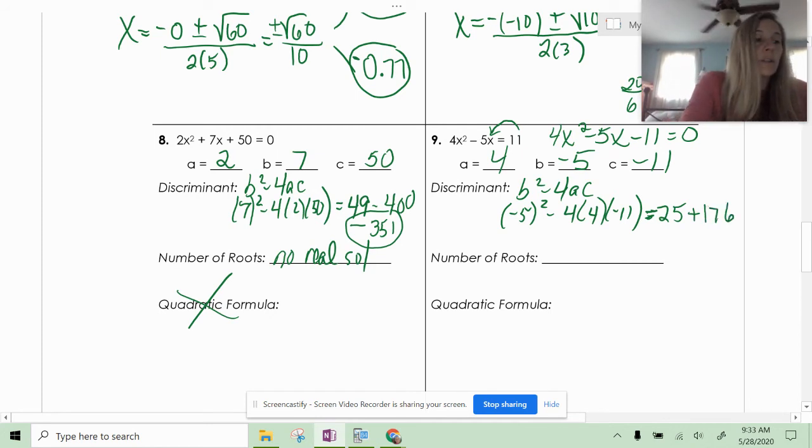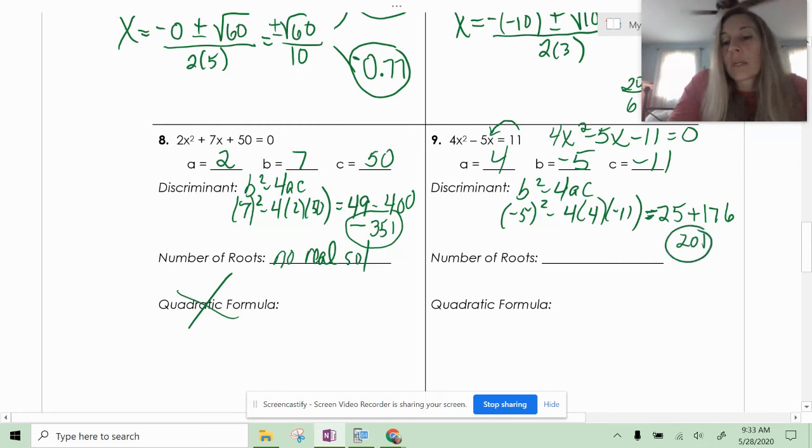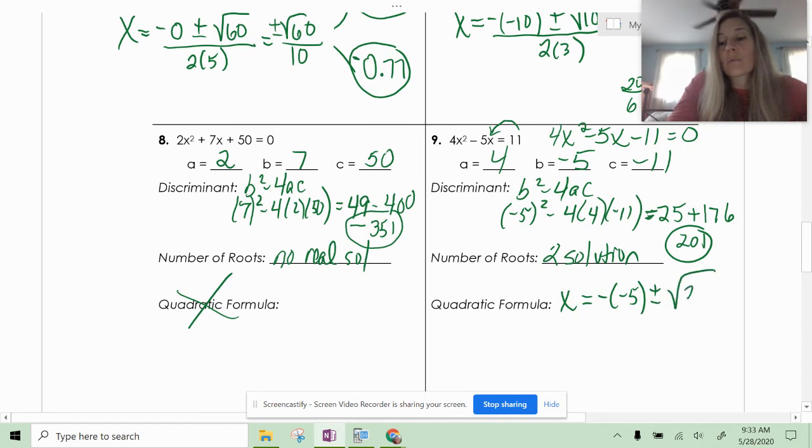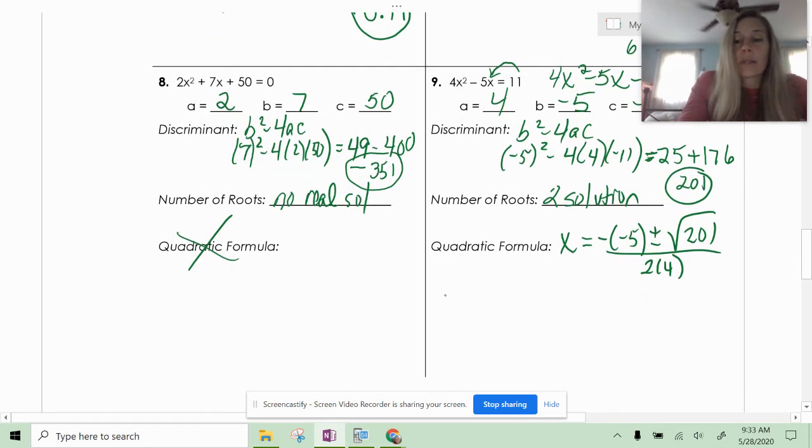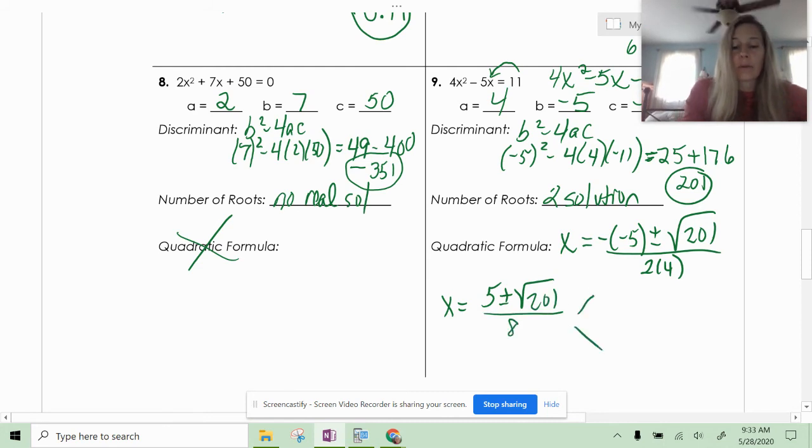And we add that to our 25, and we get 201, which means we would have 2 solutions, because when you have a square root of a positive, you get 2 roots. So to solve, negative 5 plus minus the square root of 201, over 2 times the a, which is 4. So this gives us positive 5 plus minus square root of 201 over 8, and then I'd have to do it the 2 ways on my calculator.